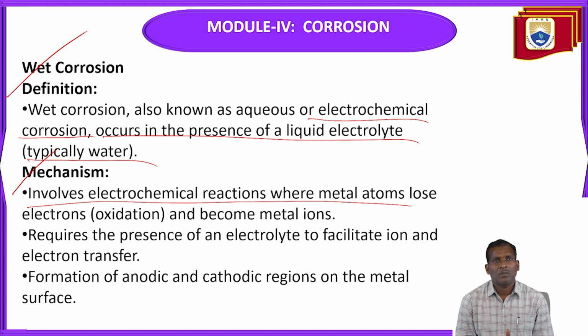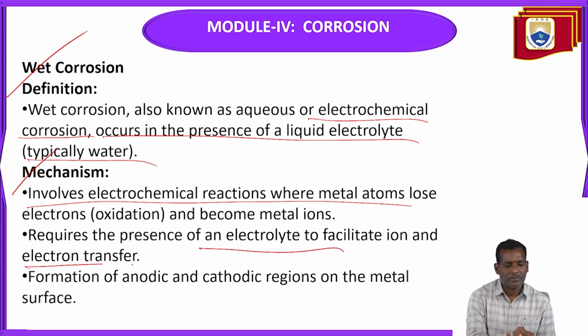So whenever electrochemical reactions are involved, the atoms lose electrons and oxidation of the metal occurs. Due to this oxidation, the metal atoms become metal ions. This requires the presence of an electrolyte to facilitate ion and electron transfer.